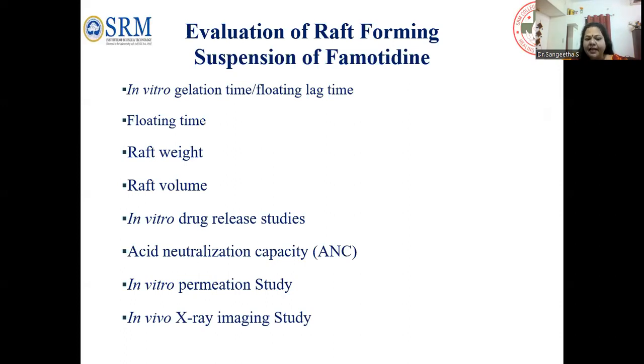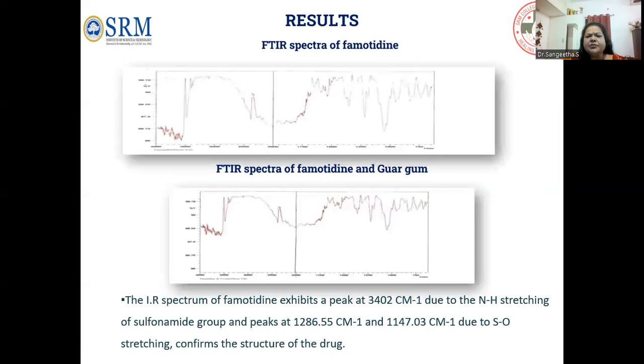So these all were carried out for our preparation. To check the compatibility, the IR studies were carried out, to check whether our drug is compatible with the selected polymers or not.